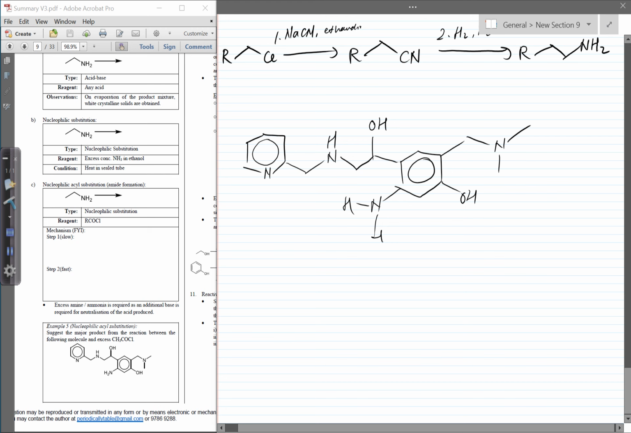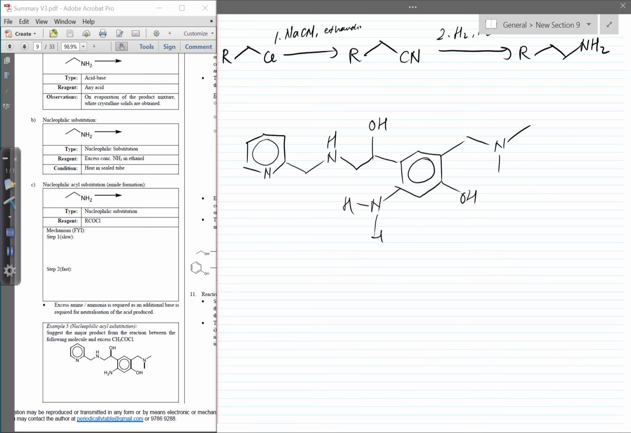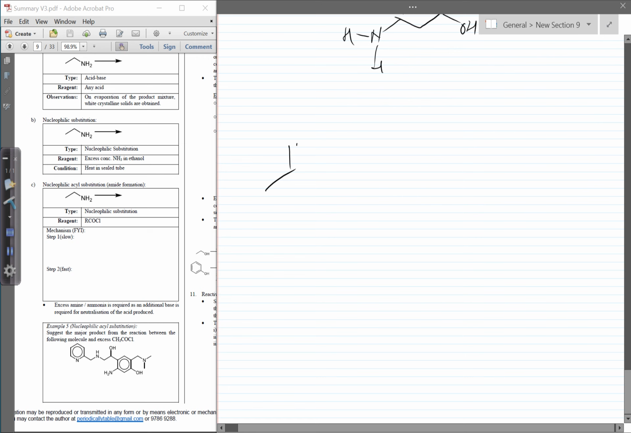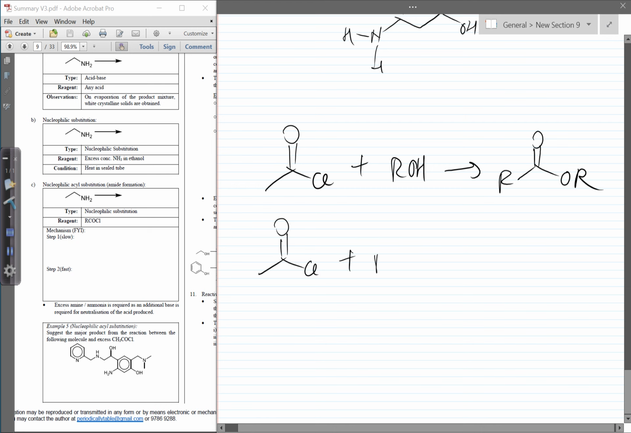Then what about the oxygen beside it? RCOCl, remember it can react with your alcohols to form esters, right? So you have your RCOCl reacting with your ROH to form esters, right? And they can react with amines to form amides.